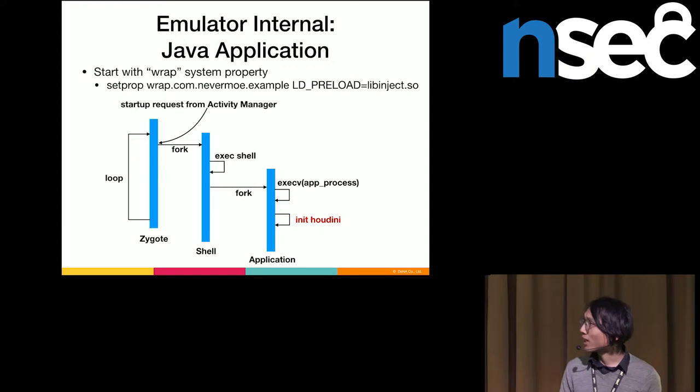Anyway, Android in fact provides a workaround to enable the LD_PRELOAD feature when you start a Java application. It's called the wrap system property. So you can set the wrap system property to LD_PRELOAD equal to the library you want to inject. And when you set this wrap property, the start process is a little bit different. This time the zygote is still listening at the socket and ready to fork itself whenever a startup request comes. But when it forked itself, in the child process, instead of initializing the application, it executes the app_process binary with sh. Of course, when you are executing a command with sh, the sh will first fork itself. So the relation among these processes will finally look like this picture. The direct parent of the application process is actually sh instead of zygote.